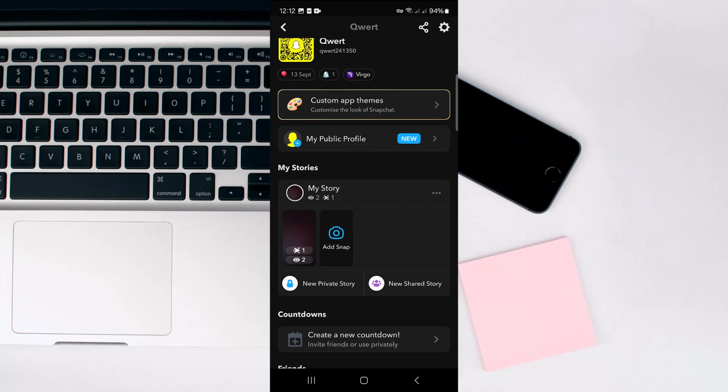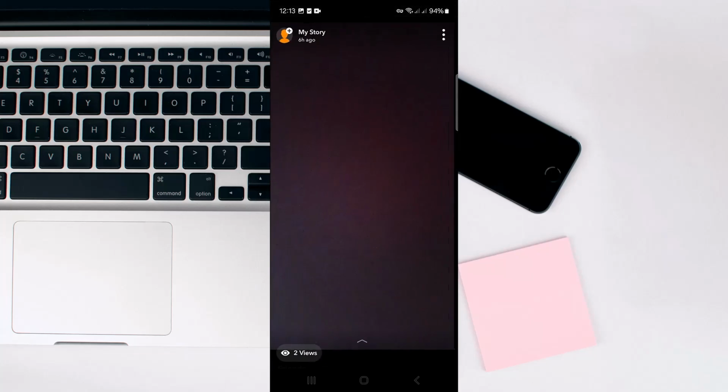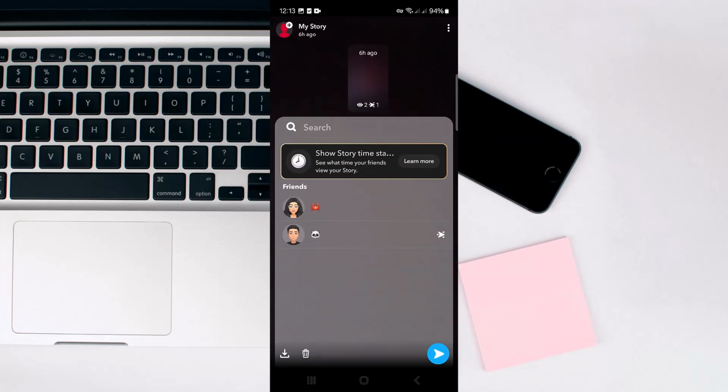And if you want to know further details of the person who screenshotted it, go to the 2 views, and here you can see beside the person, Panda, there is the screenshot option. It means that person has seen and screenshotted your Snapchat story.